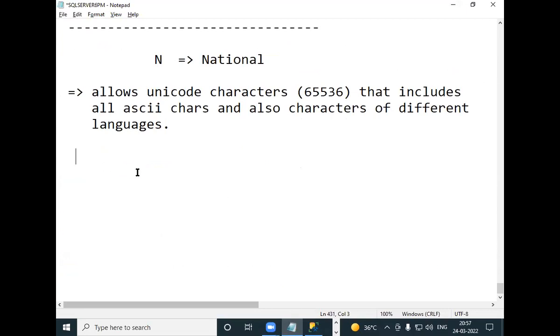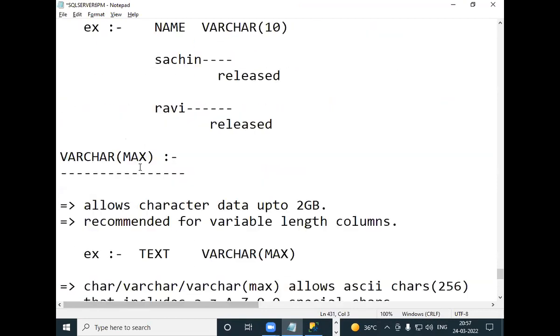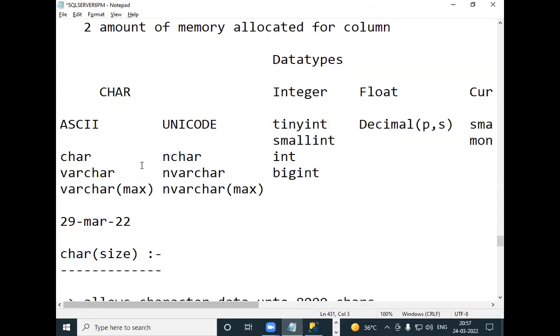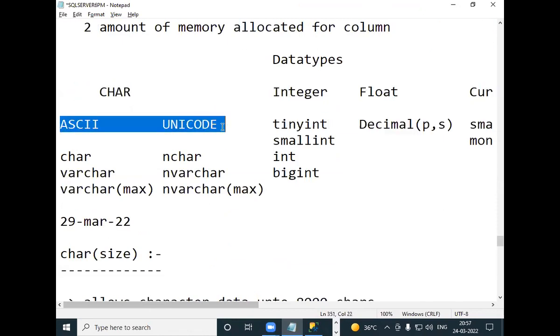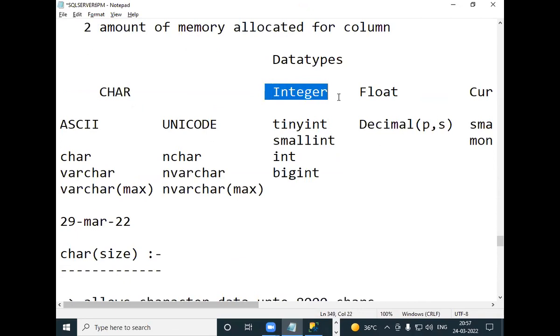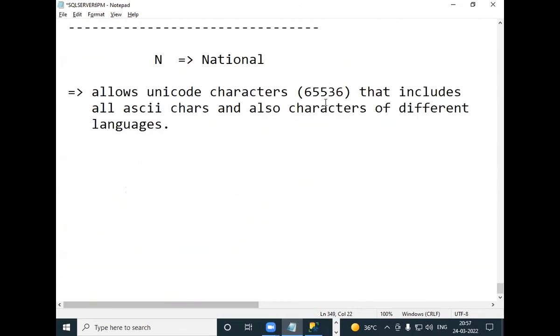Next. What is the next one? This is character types. The next one is integer types.